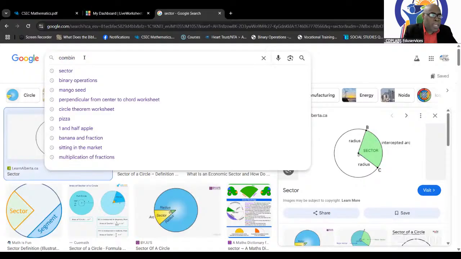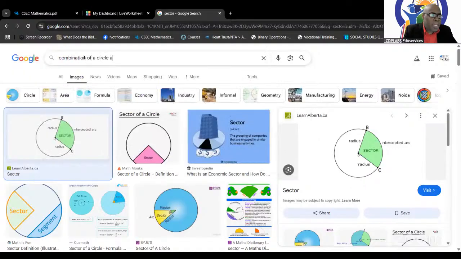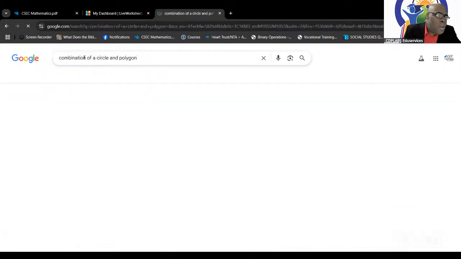Combination, circle and polygon. Circle and polygon. Let's see what those look like.